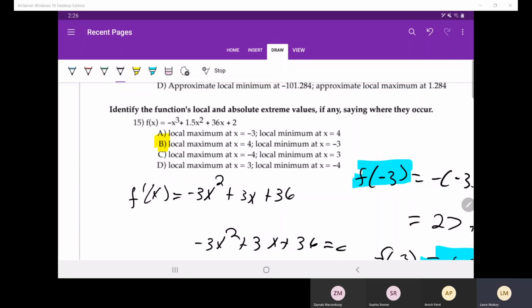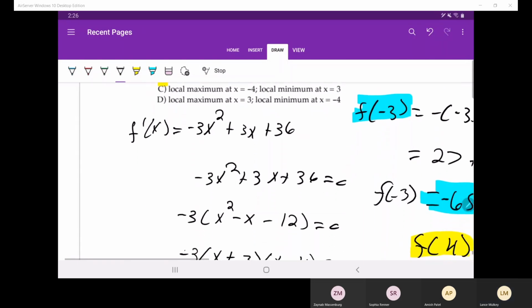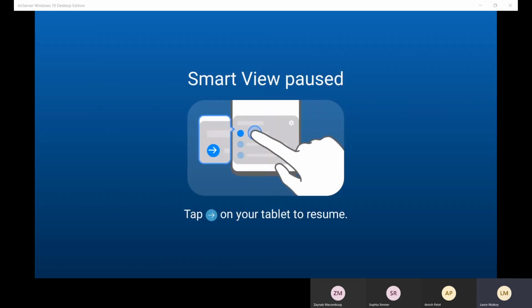So f prime of x, you find the derivative. Once you find the derivative, you want to know the critical points, because that's where you find your local extrema. So to find your critical points, you set the equation equal to 0. And what I did here is I just factored out a negative 3. That changed the sign of everything. Took out a negative 3.